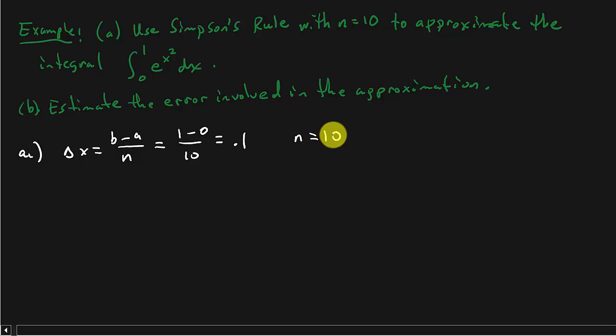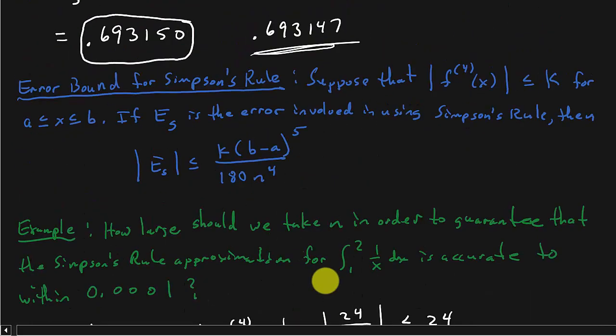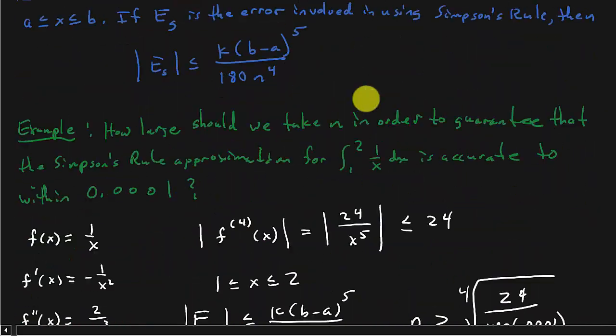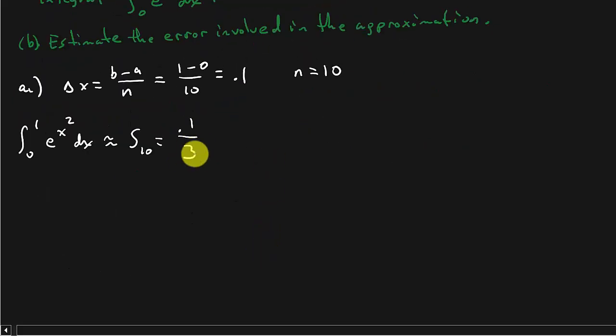All right, so let's see what we've got here. So we've got the integral from 0 to 1 of e to the x squared dx is equal to 0.1 over 3, right? Let me see, I couldn't remember. I got to thinking on that previous problem, did I put the 3 in the denominator? And I did. All right. So 0.1 over 3, and that's going to be what?